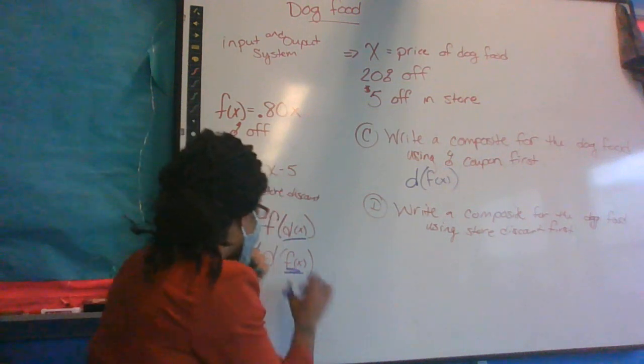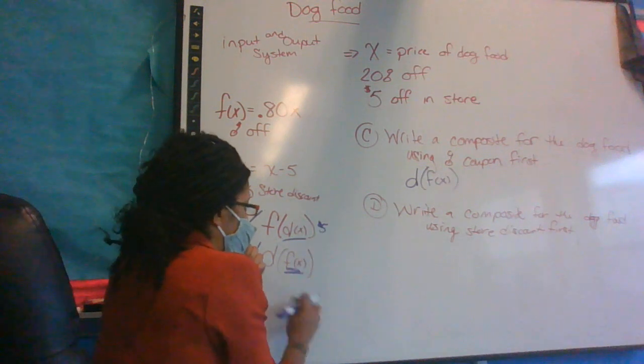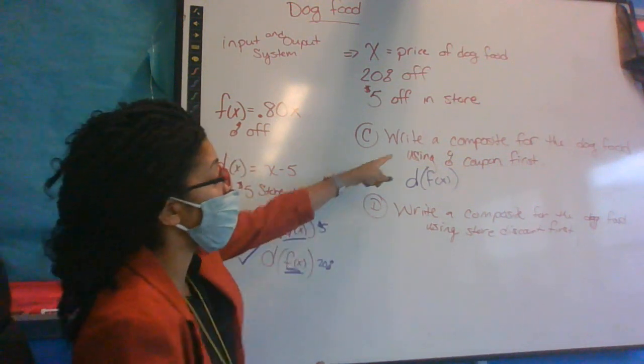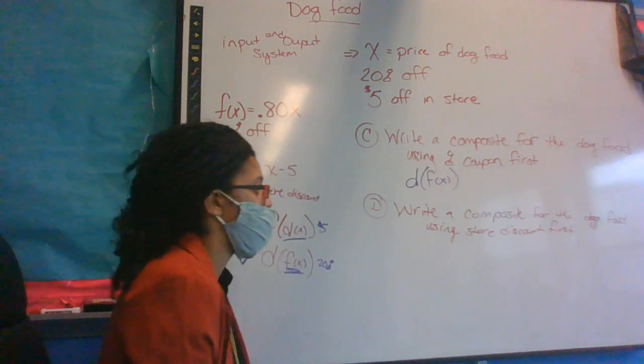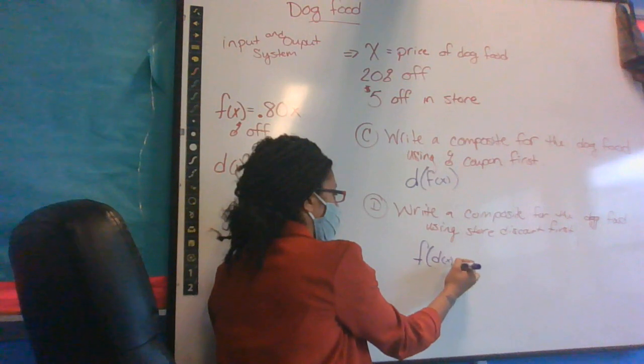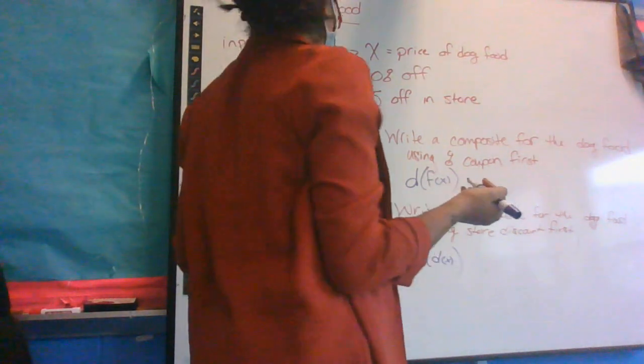So say this is D of X, so this means my $5 is first. This is F of X, that means my 20% is first. Okay, I need my 20% first, I'm gonna use this one. Contrary, my F of D of X is gonna go here. Okay? So now I write my function out.